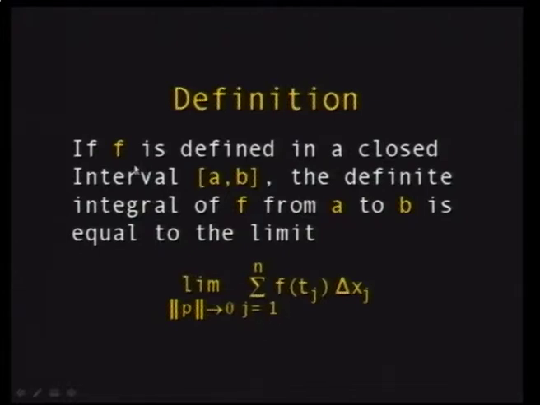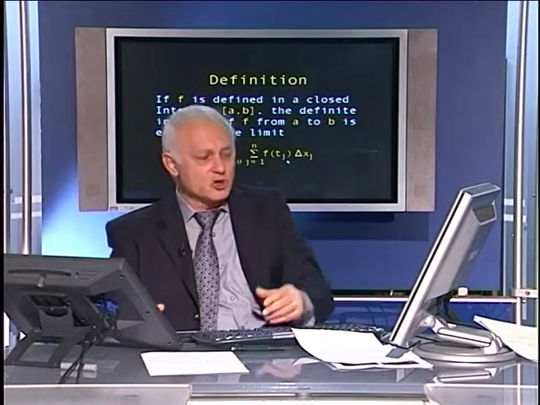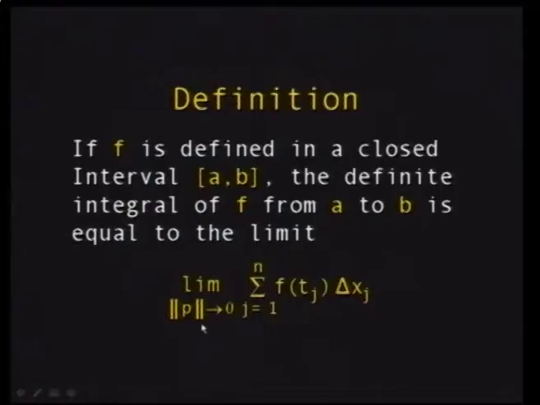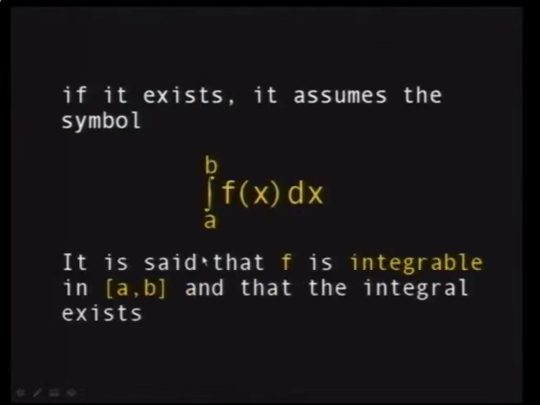So now we come to the definition of the definite integral. If f is defined in a closed interval [a, b], the definite integral of f from a to b is equal to this limit, if this limit exists. This is the Riemann sum, allowing for different freedom of choice of your function. If this limit exists as the norm of the partition tends to 0, in other words, as the number of subdivisions tends to infinity, then here now the definite integral is born.